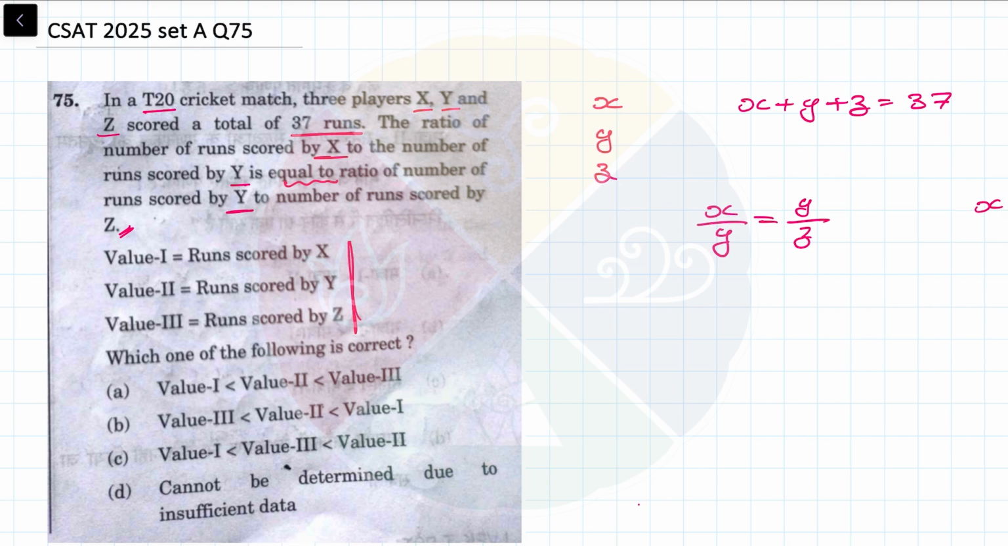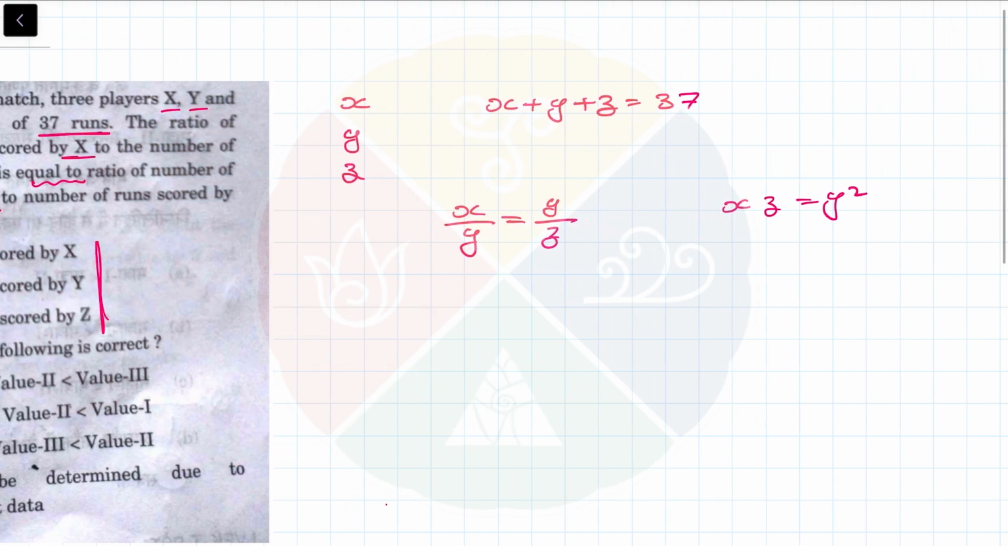Now they are asking us to compare this value. If you actually try to find the exact values of X, Y, and Z, this problem is going to get very complicated. It's not that easy to find the values of X, Y, and Z. Instead, I'm going to show you some theory to answer this very easily.